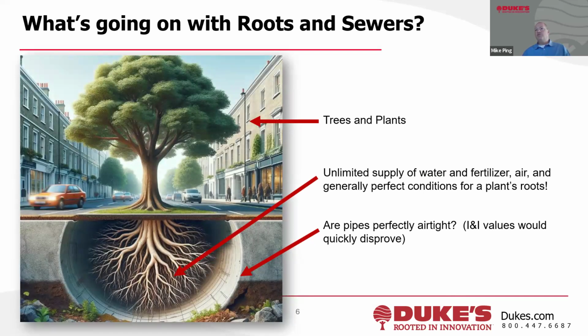So what's going on with roots and sewers? Trees and plants are growing all over the place, right? And down below, where the wastewater collection system pipes are, there's an unlimited supply of water, fertilizer, and air, and generally perfect conditions for plants' roots. And then the third point: if you've been in the wastewater collection system for any time at all, you would know that the pipes are not perfectly tight. We see a lot of I&I. We do a lot of I&I detection and so forth. That's a big part of our business. But we all know that the pipes are not perfectly airtight, preventing roots from getting in.